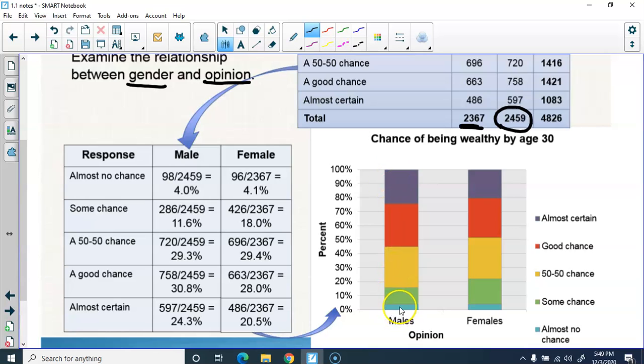So it looks pretty similar, except that the male green section is a little bit smaller and the red section is a little bit bigger. But the other sections look pretty similar.